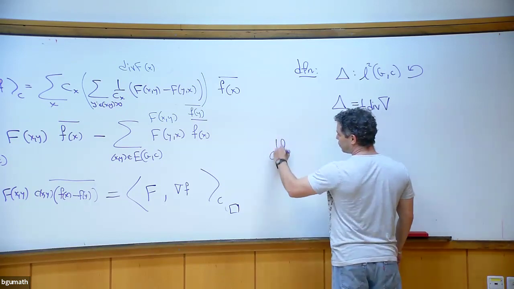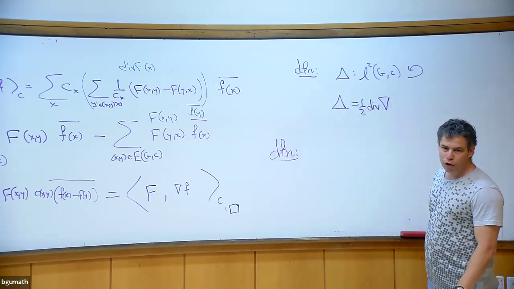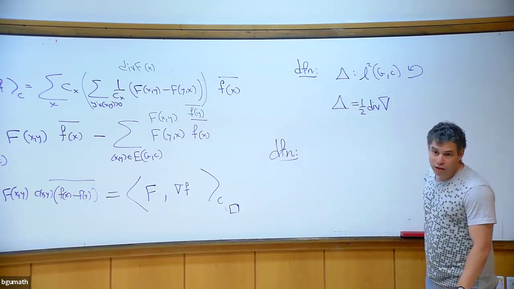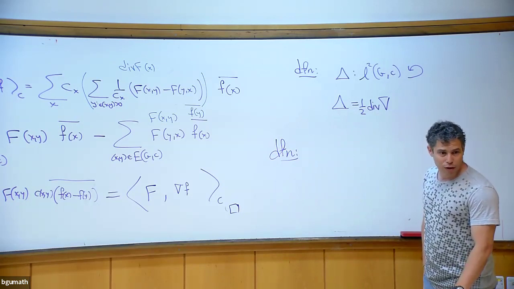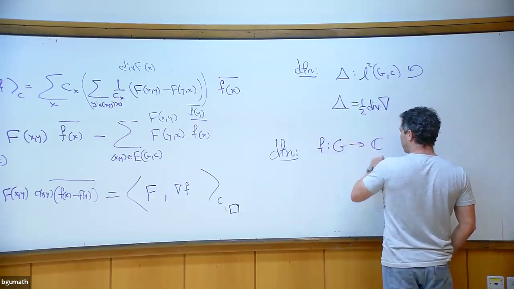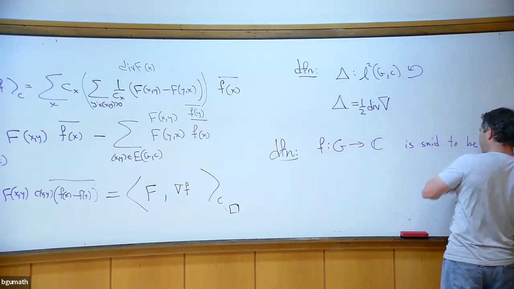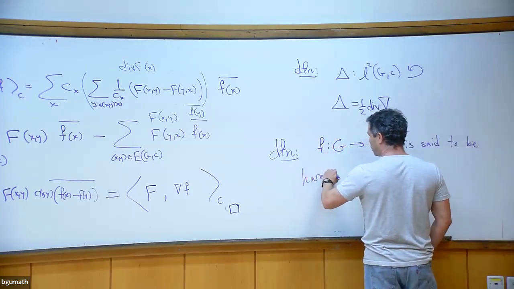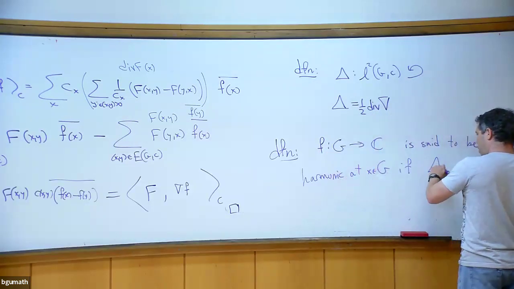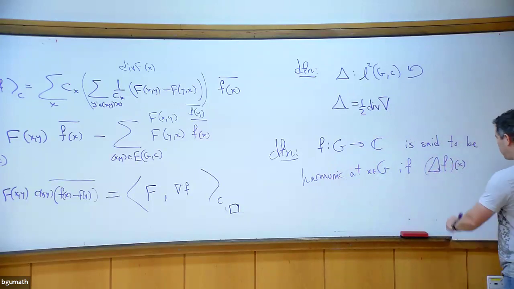Second definition. How do we define a harmonic function in classical analysis? A function that has a zero Laplacian, right? That's one way to define a harmonic function. Okay, so a function from G to C is said to be harmonic at X in G if the Laplacian of f at the point X is 0. So I take the Laplacian of f at the point X and I get 0.